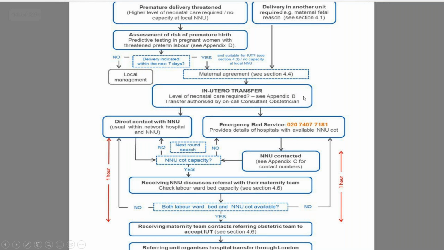Then you discuss with the hospital staff that you would be referring to, the neonatologist as well as the consultant obstetrician, preferably, or the registrar. Okay, preferably the consultant, and document. Have somebody known to her go with her. The midwife would accompany her.